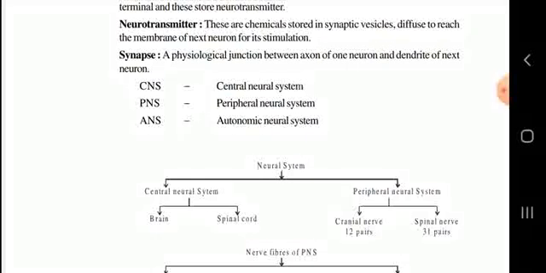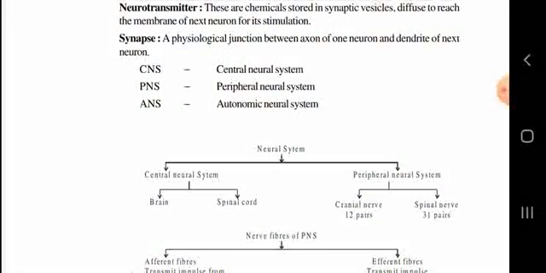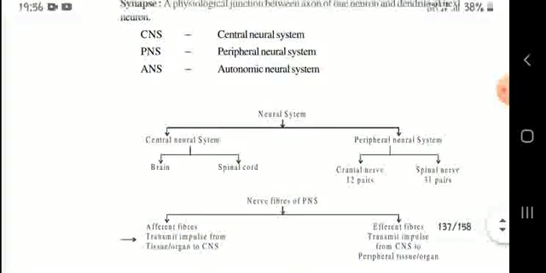Next, CNS, the central nervous system, PNS, the peripheral nervous system, and ANS, the autonomic nervous system. These are the three things you have to remember. The neural system has two types, the central neural system and the peripheral neural system. The central neural system has the brain and spinal cord. The peripheral neural system has 12 pairs of cranial nerves and 31 pairs of spinal nerves.